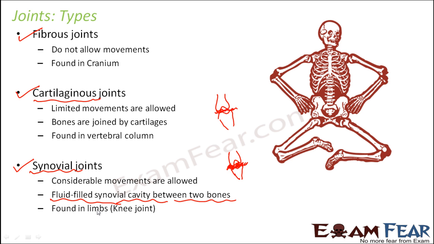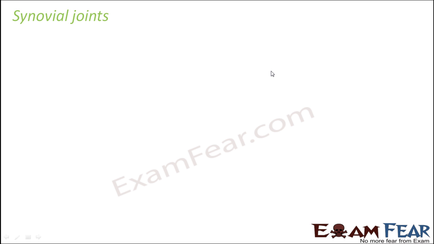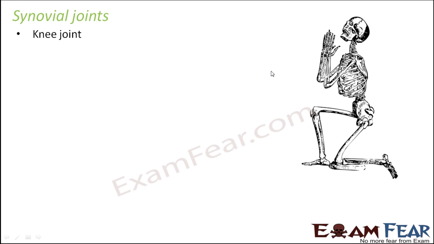So these types of joints are found in the limbs. One example is the knee joint. That is why you are able to fold your knees like here. You can see that the knees can be folded, and the elbow in the arms can also be folded. These are due to the presence of the synovial joints. So let us look at some of the examples of the synovial joints which are present in our body. One example is the knee joint, which you can see here, which can be easily folded.